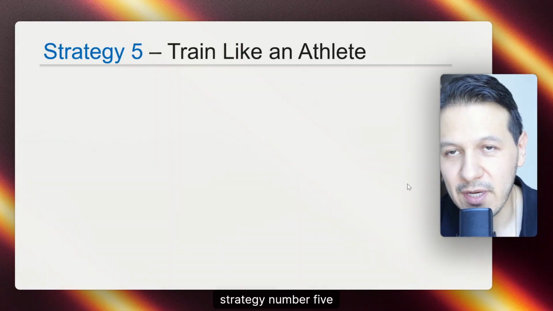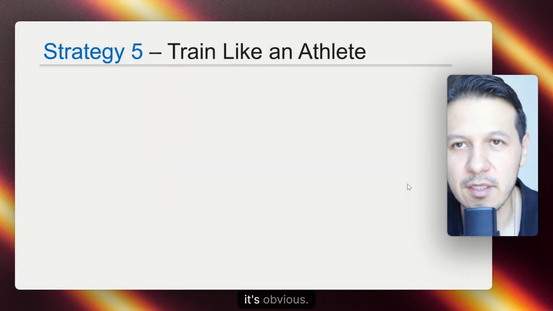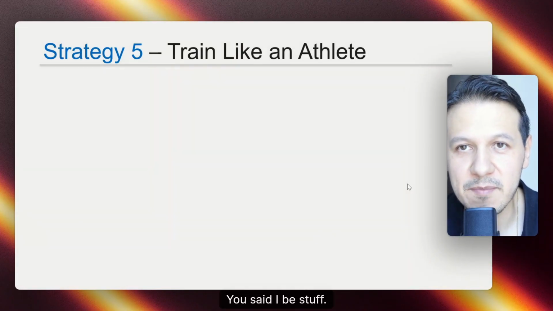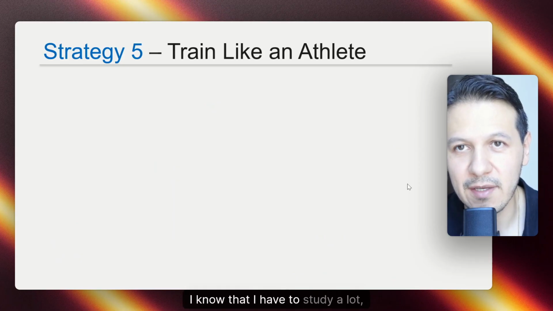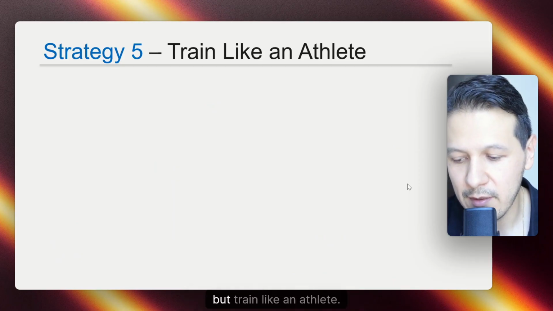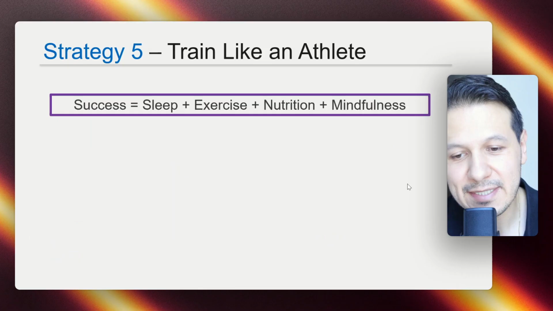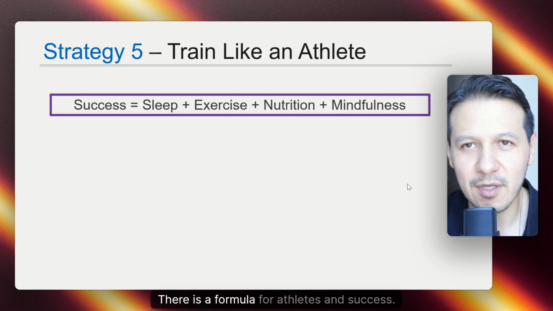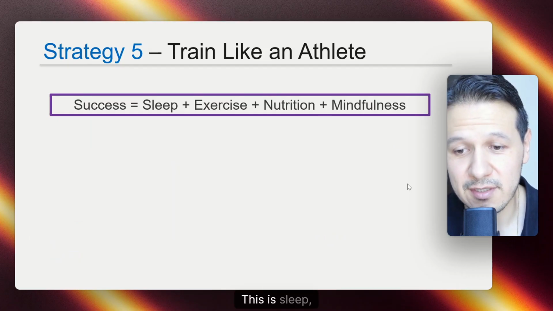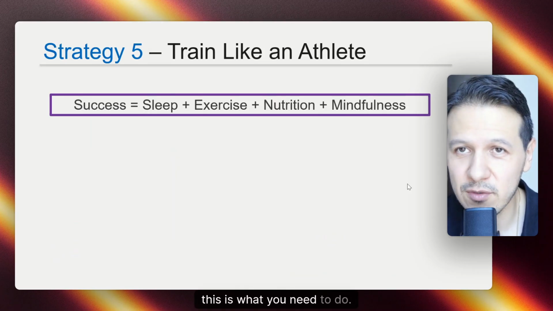Strategy number 5 could be like, oh, it's obvious. You said IB stuff. I know that I have to study a lot. Okay. But train like an athlete. There is a formula for athletes and success. This is sleep, exercise, nutrition, mindfulness. Guys, this is what you need to do.